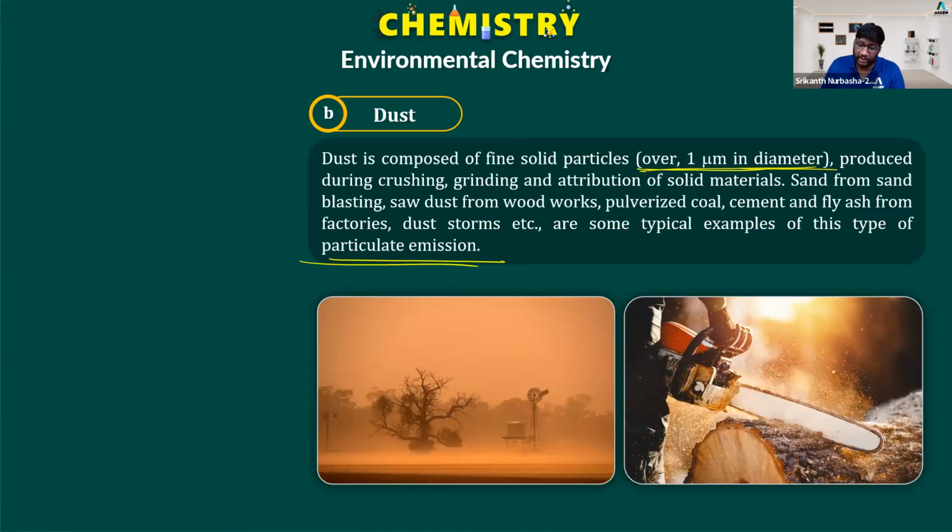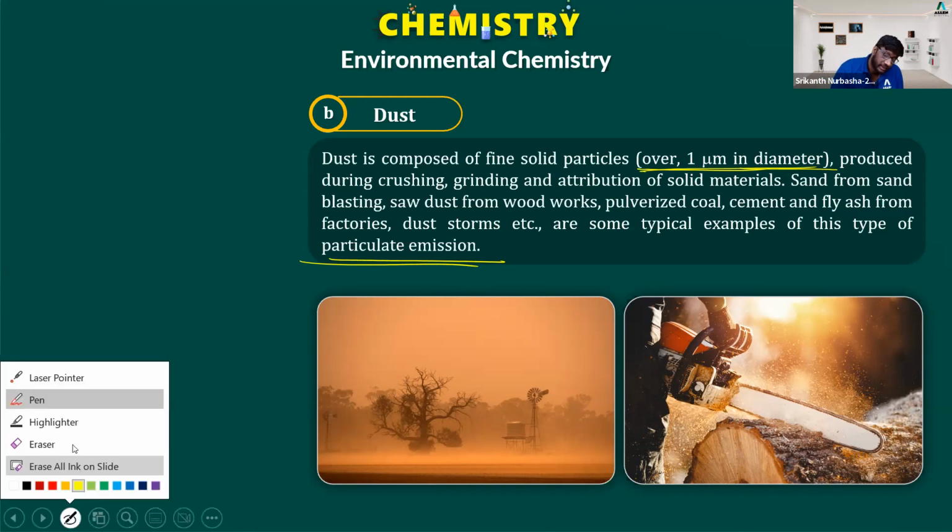Whenever you have seen wood cutting, you can see a lot of dust coming out. Yes or no? These are the different examples of dust, and the particulate size should be greater than 1 micrometer in diameter.